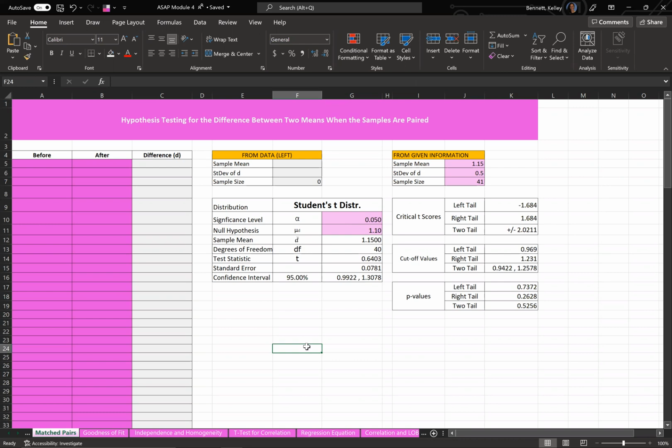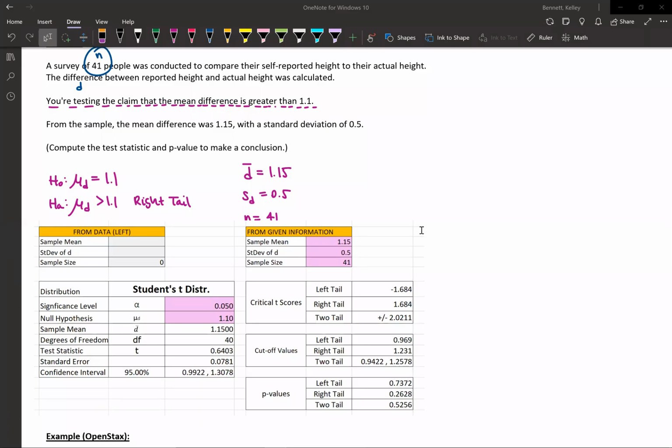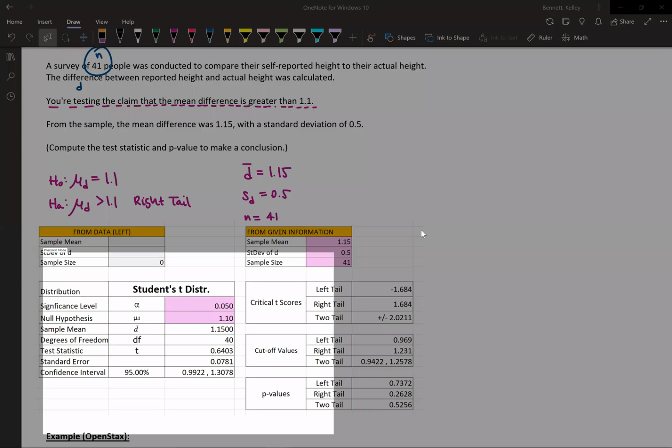So I'm actually going to move this over to OneNote so we can digest information. There's a lot of ways you can look at how to reject or fail to reject. We use the p-value. You could have also used critical t-scores, meaning that for a right tail, it's saying you can be no further away than 1.684 standard deviations. But if we look at our test statistic, we're only 0.6403.